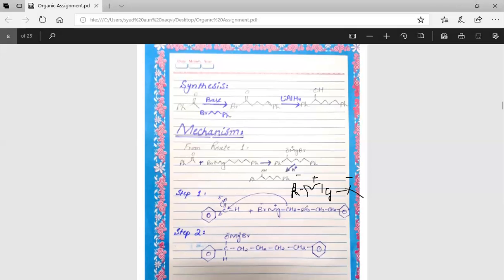This is the next step. In the second step, the process of the first step is written. So when the alkyl anion attacks the electrophilic center, the carbon of the benzaldehyde, we will have this product.